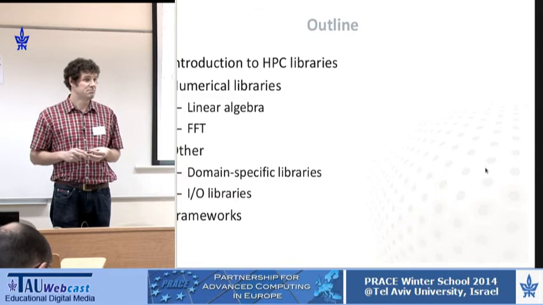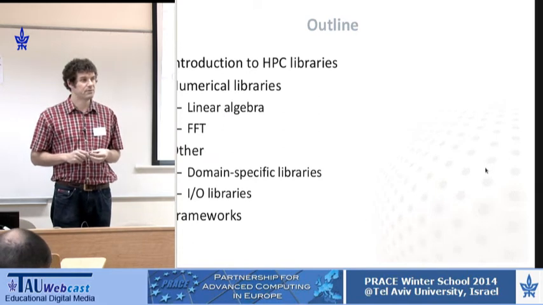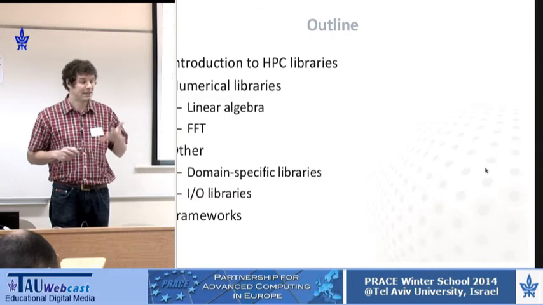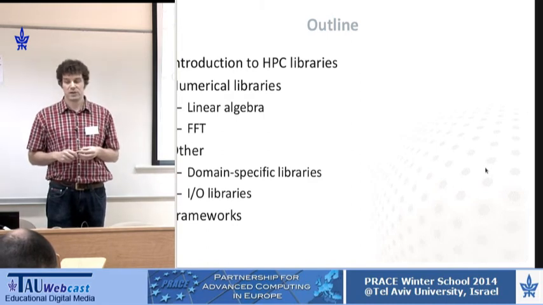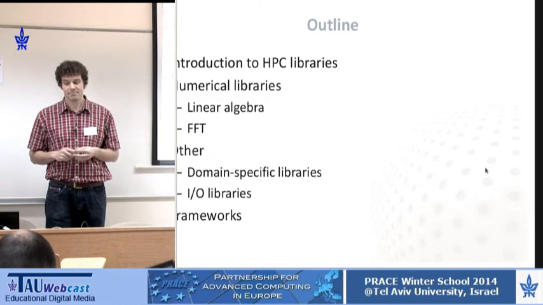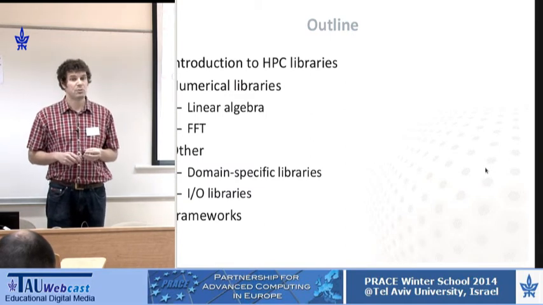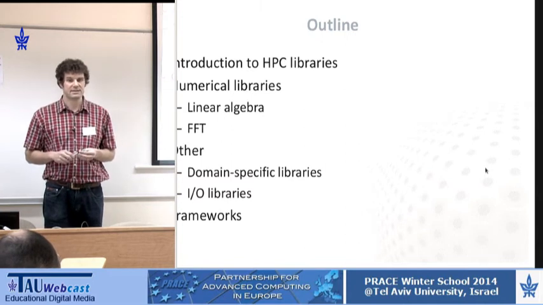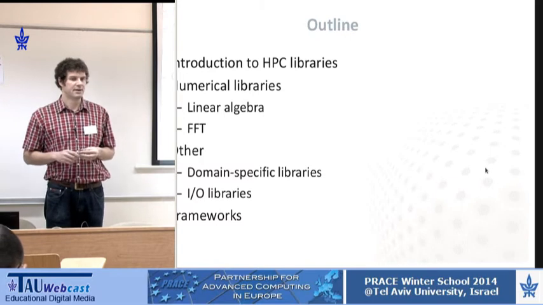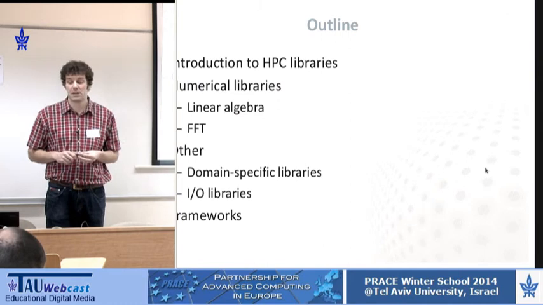There is a really large set of different libraries available, so I'm sure I won't be covering all of them, but I'll try to cover some that I feel are the most important and useful for many different people. So we start with a short introduction to general HPC libraries and why to use them. Then we discuss in a bit more detail some particular libraries related to linear algebra, both dense and sparse linear algebra, Fourier transforms, and then some other, more domain-specific libraries, I/O libraries, and so-called frameworks, which are somehow more complex entities containing, in a way, some sort of programming model themselves.